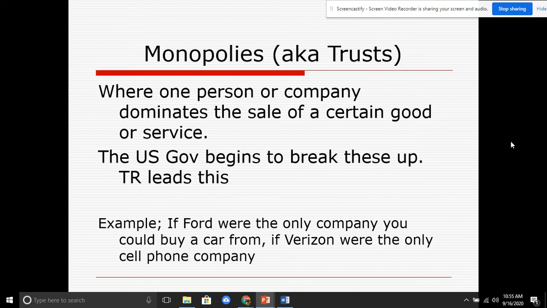Then Ford would have that monopoly. Or it would be like, say Verizon goes and buys out every other cell phone provider, and the only company you can get a cell phone from is Verizon. They would have a monopoly. So I hope that makes sense to you.